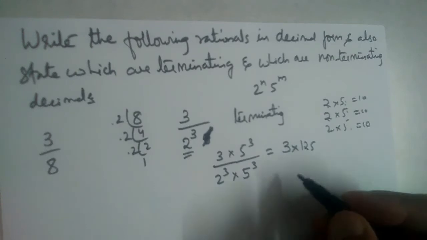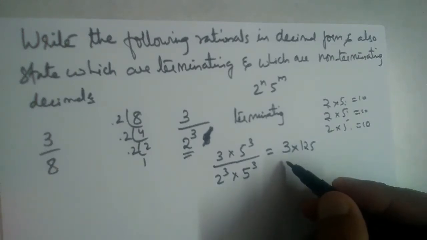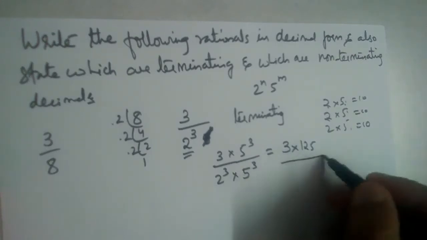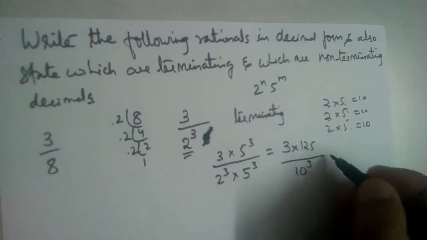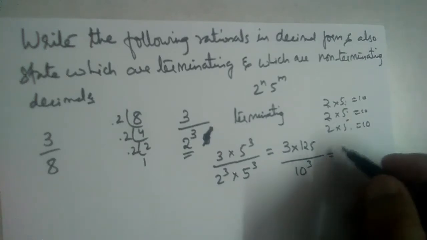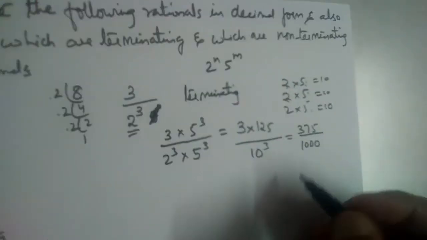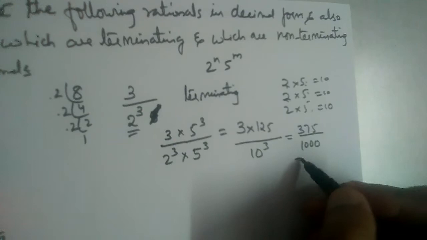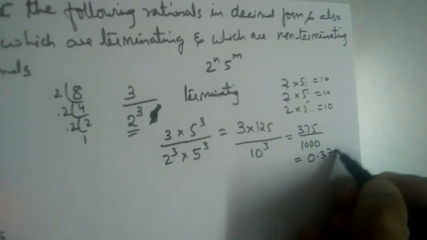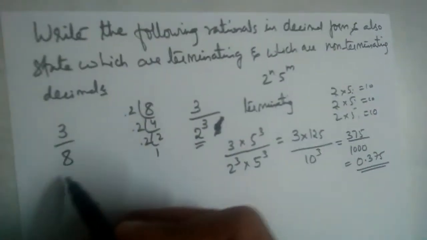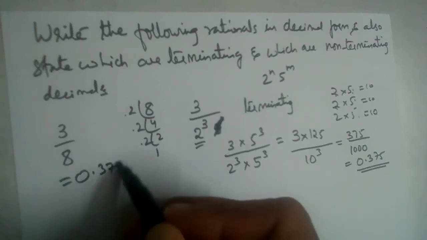5 cube is 125, isn't it? Yes, divided by 10 cube. Okay, so this is 375 divided by 1000. 10 cube is 1000, so this will give us 0.375. So 3 by 8 is 0.375.